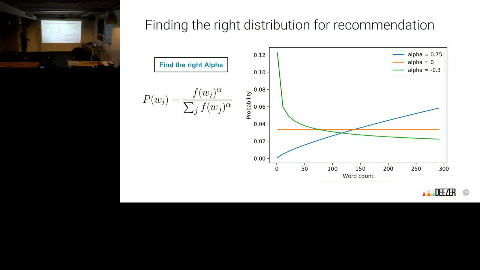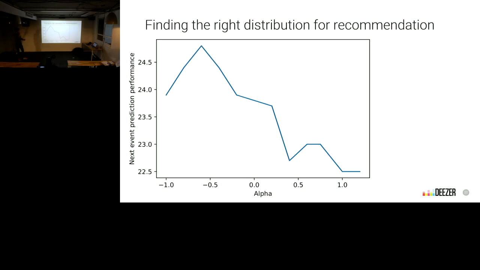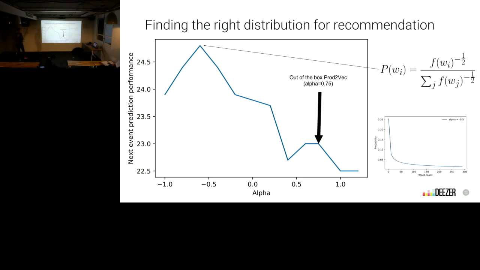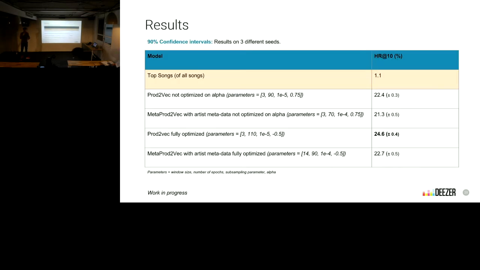With alpha equals 1, you have a unigram distribution. With alpha equals 0, you have a uniform distribution. And with a negative alpha, you are more likely to pick unpopular items as negative samples. Here are the results: you have the next event prediction performance as a function of alpha, and here you have the out-of-the-box Word2Vec version. You can see that it's clearly not the best, and that you can set alpha to a negative value and have significant gains.